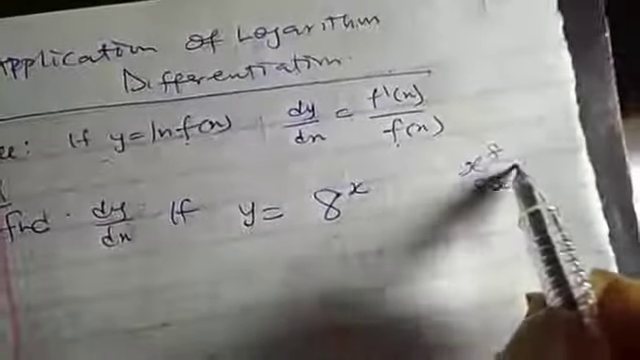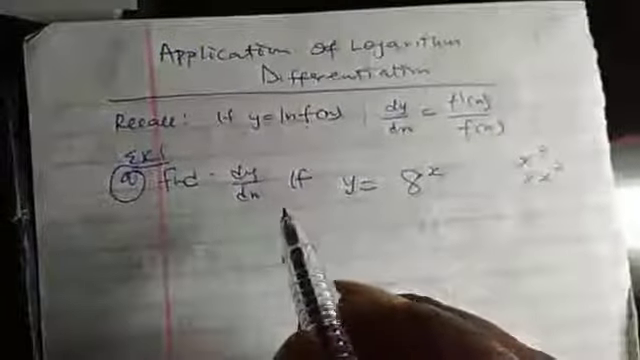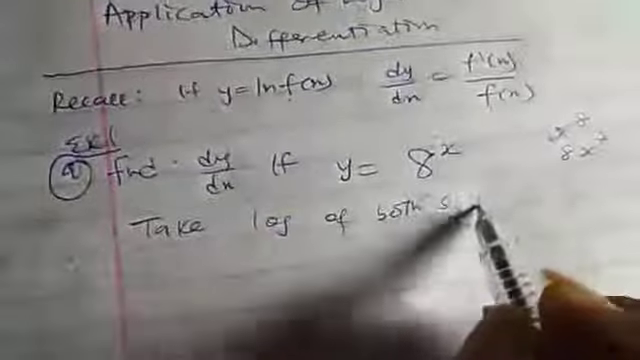If y is equal to 8 raised to power x, it's different from, assuming it is x raised to power 8, I would have said our answer is 8x raised to power 7. But now what we are given is 8 raised to power x. In this type of case, we normally apply the logarithm function. How do we start? We start by taking log of both sides.